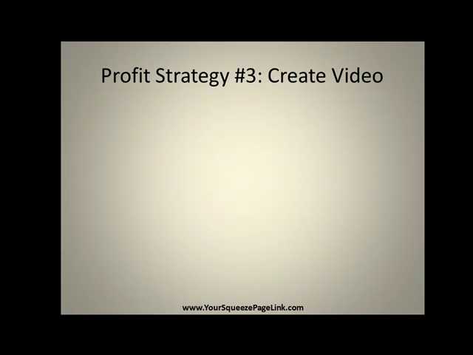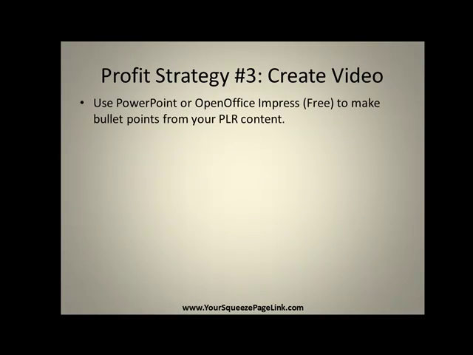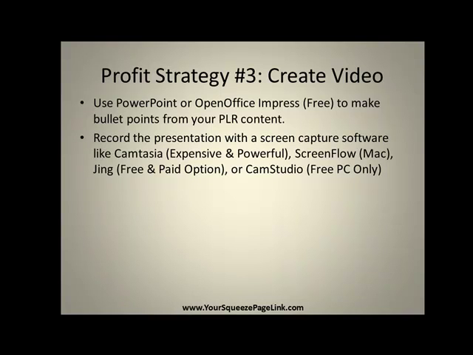Profit strategy number three is to create a video, and there's a reason I've got yoursqueezepagelink.com down there. This method is to use PowerPoint or OpenOffice Impress, and that is a free version, to make bullet points from your PLR content. This method right here is one of the best tips that I could give you for rebranding and repurposing private label rights material. What you're watching right now is a PowerPoint presentation. Now, this is all uniquely created content just for this, but the same concept would apply if you're using private label rights. Each one of these bullet points could essentially be like a sentence in this.